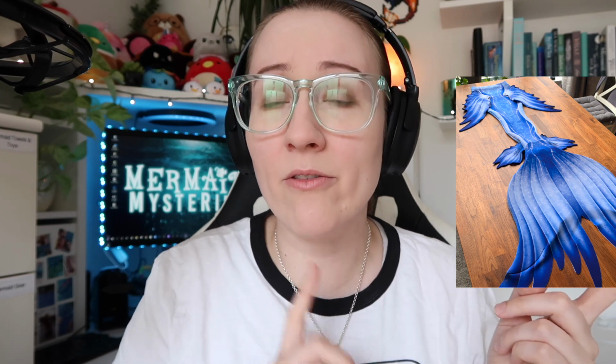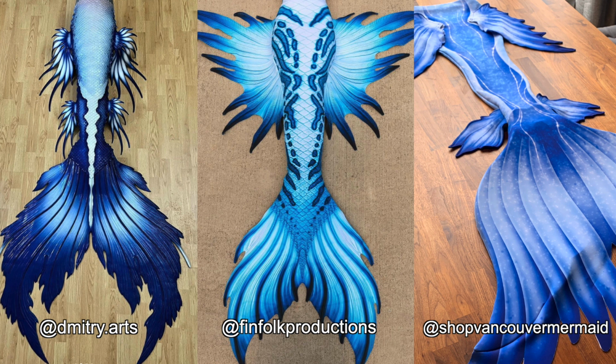So let's, for instance, take a look at mine, Finfolk's, and Dimitri Arts. We're going to take a look at these three different designs of the same inspiration. Now, my hope is that you can clearly see between these three designs that it is the same inspo, three completely different styles, three different techniques, three different looks, okay? The Finfolk tail has a very Finfolk design, mine has a very Courtney Mermaid, Shop Vancouver Mermaid design, and Dimitri Arts is very Dimitri Arts, okay?